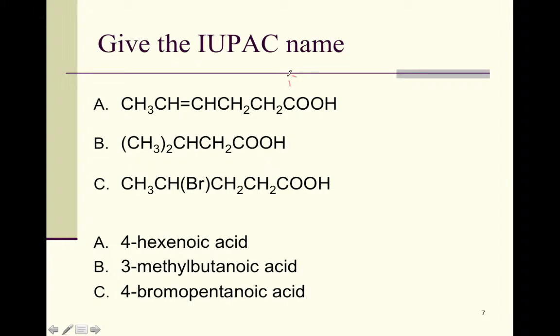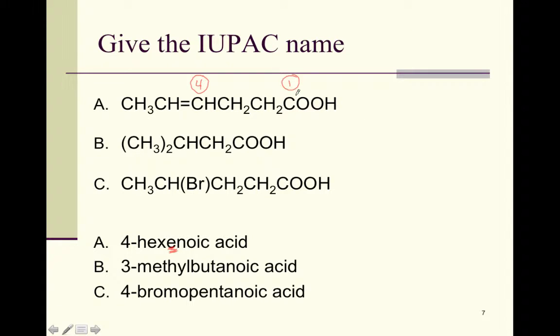My carboxylic acid is right here, so this is carbon number 1, 2, 3, 4. In fact, I have my double bond starting on carbon number 4, a total of 6 carbons. 4-hexene, there's the E here for the double bond, 4-hexenoic acid.